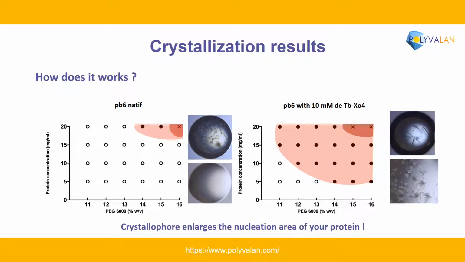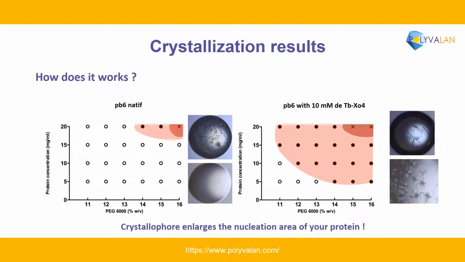To go further in the properties of Crystallophore, we have determined crystallization diagrams for different proteins of the panel. Here are the diagrams obtained for one of the 2 proteins with unknown structure, PB6. The black dots indicate drops with crystals. You can thus see that the addition of Crystallophore during the crystallization process induces an important enlargement of the nucleation zone. The first consequence is that Crystallophore will facilitate the detection of crystallization hits.